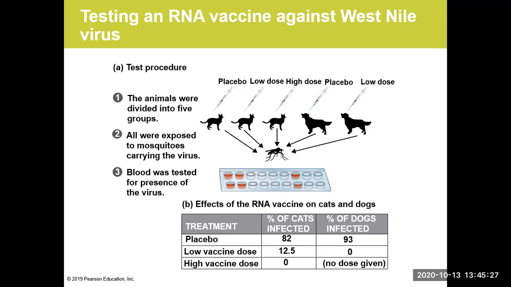And the results showed, as you can see in the table, that in the placebo group, a high percentage of both cats and dogs got infected by the West Nile virus. In the low vaccine dose, none of the dogs got infected, but some cats did show the infection. For the high vaccine dose, none of the cats got infected. The dogs were not tried on the high vaccine dose.